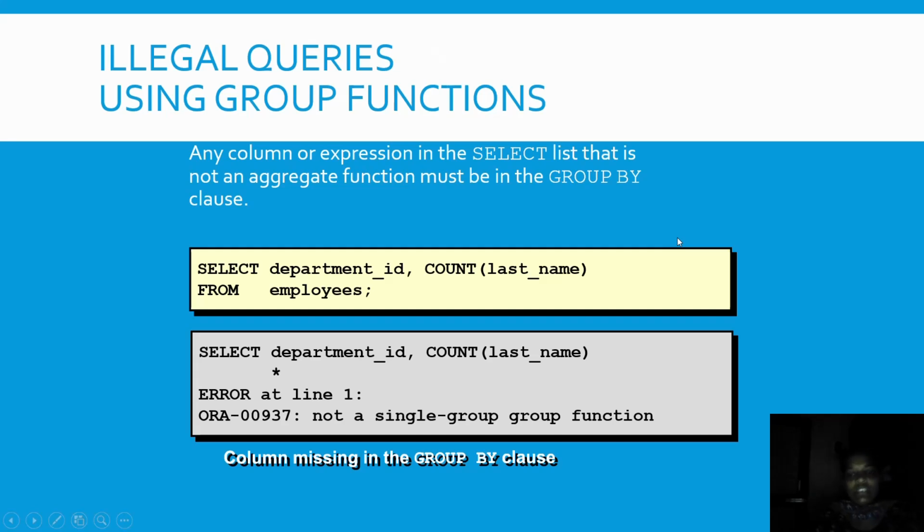The next one is illegal queries using group functions. Any column or expression in the select list that is not an aggregate function must be in the group by clause. If you are giving this, it must come under the group by clause. Otherwise, it gives an error: column missing in the group by clause. Here you are giving an aggregate function and nothing is given in the group by clause.